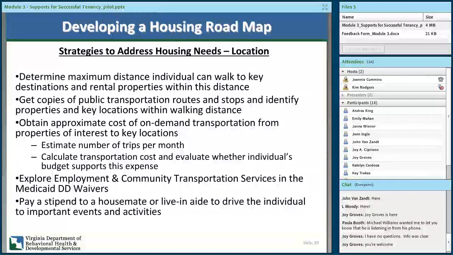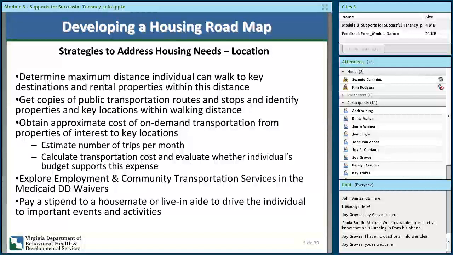If public transportation is limited, get an estimated price for on-demand transportation, such as taxi or some of our newer on-demand transportation services, from rental properties of interest to key locations. Then estimate the number of trips taken each month and determine whether the monthly cost of on-demand transportation is within the individual's budget.